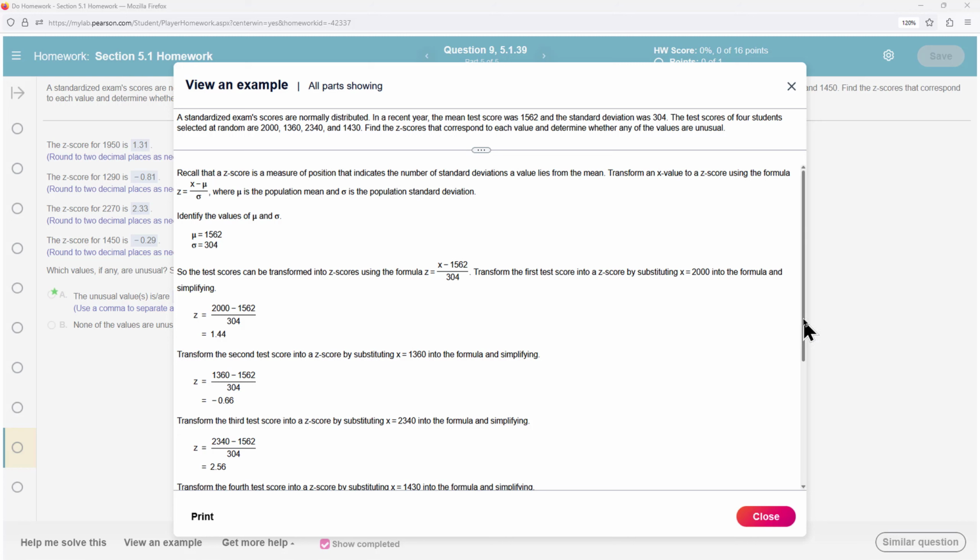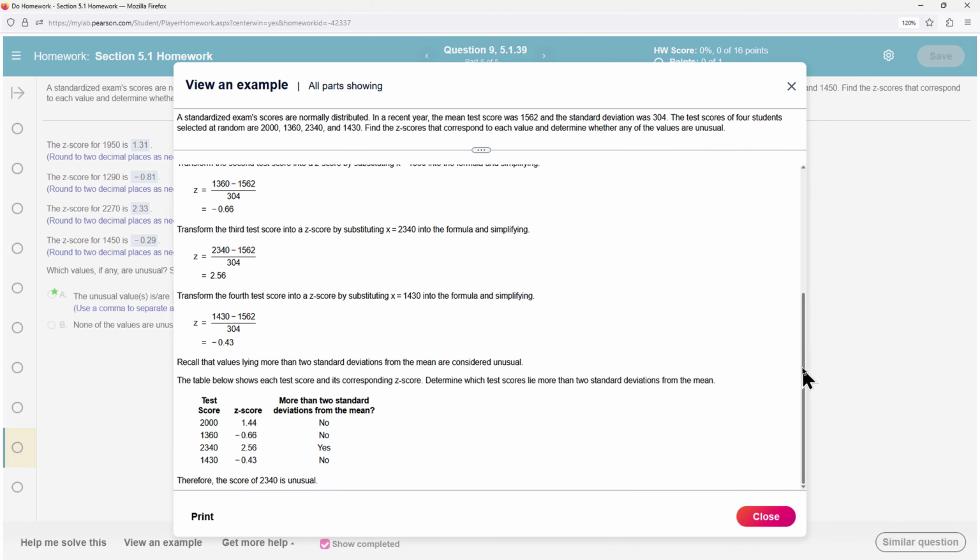Then I repeat it for the next data element. And at 2340 minus the mean divided by the standard deviation gives me a z-score here. It's 2.56. I do my last one, 1430. Data element minus the mean divided by the standard deviation gives me my last z-score.